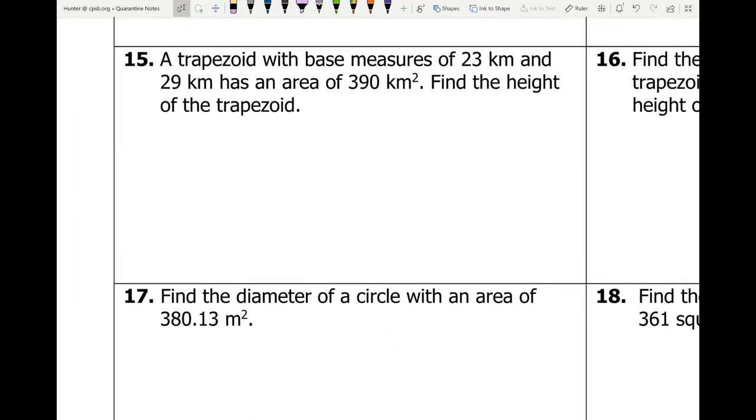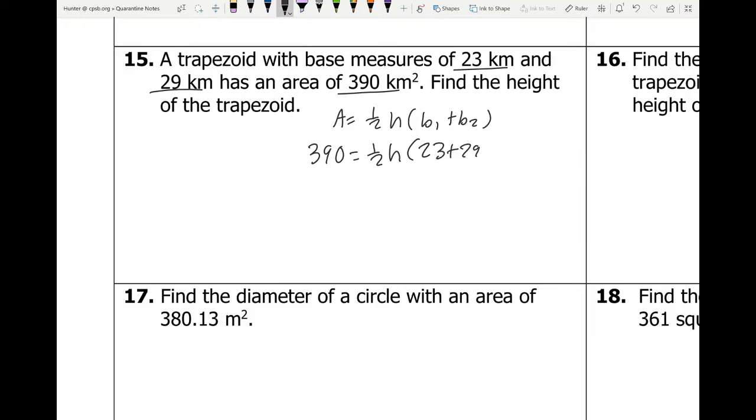A trapezoid with base measures of 23 and 29 kilometers and an area of 390 kilometers. Find the height. So my area of a trapezoid again is 1/2 height times (b1 plus b2). What I know from here is I know the area, I know base b1, and I know b2. So 390 is equal to 1/2 h times (23 plus 29). I believe you can solve this here. First step would be to add those two together first. And then you can solve from there.